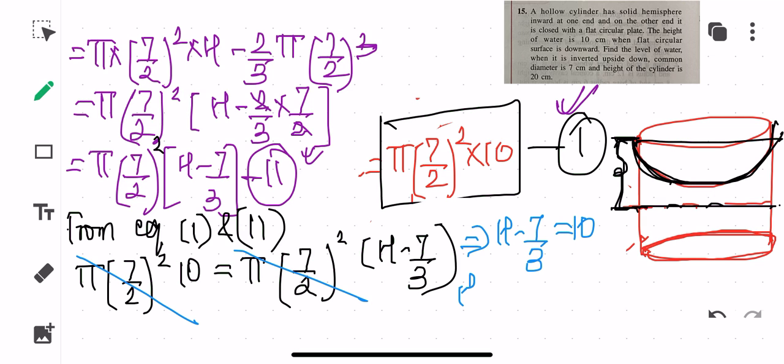So h will be equal to how much? 10 plus 7 upon 3, which is equal to 37 upon 3, children, which can also be written as 12 and 1 upon 3 centimeter. Okay, so this is what you are getting. This is the height, not the volume, children, sorry, the height that it is attaining when it is turned upside down.